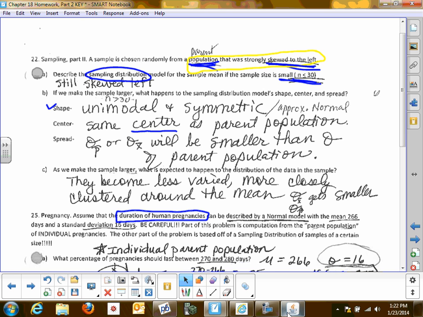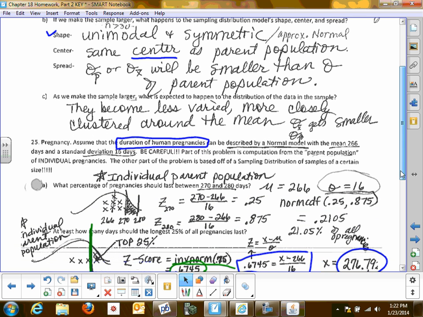All right, very good. So C is just an extension of that question. As we make the sample larger and larger, as n gets bigger and bigger, what's expected to happen to the distribution of the data? And you all told me this already. It becomes less varied. It becomes more closely clustered around the mean. It has a smaller standard deviation. Okay, so good. We're already good with all that.